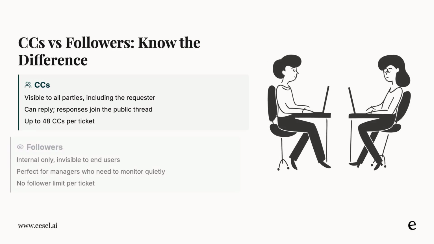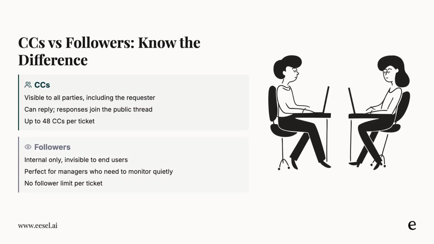Before you build anything, get clear on this distinction. CCs are visible to everyone on the ticket, including the customer, and they can reply to conversations. Followers are internal only and invisible to end users. If you just need agents to quietly monitor a ticket, followers are cleaner. CCs are for when external parties need to be part of the thread.